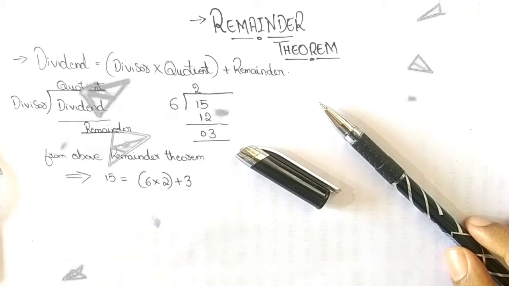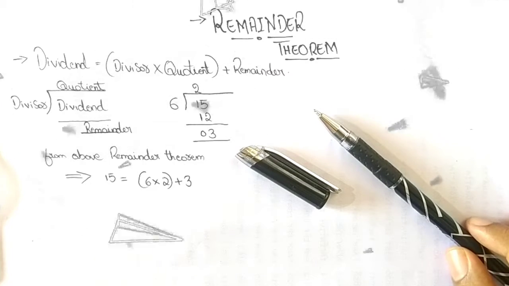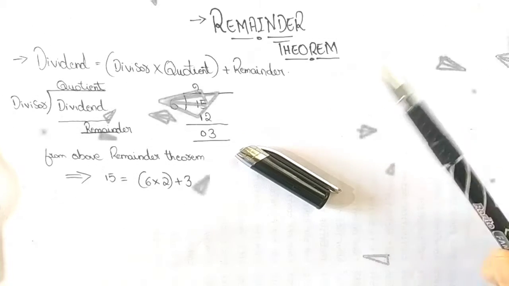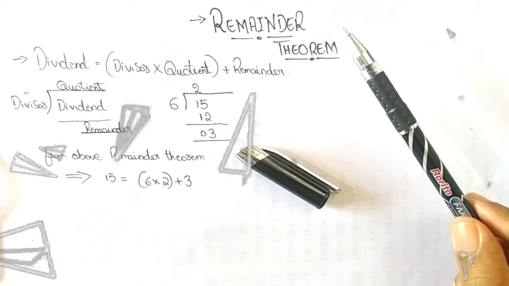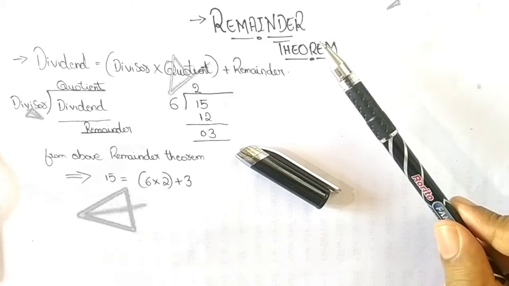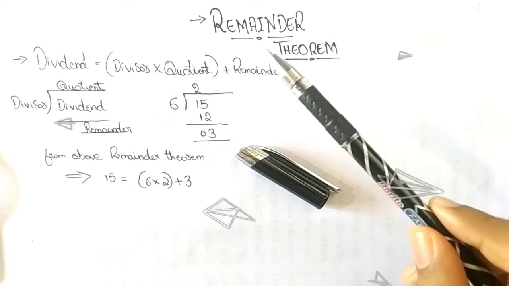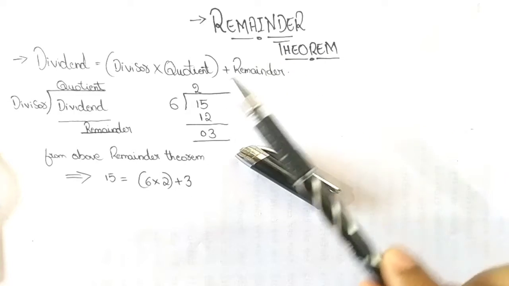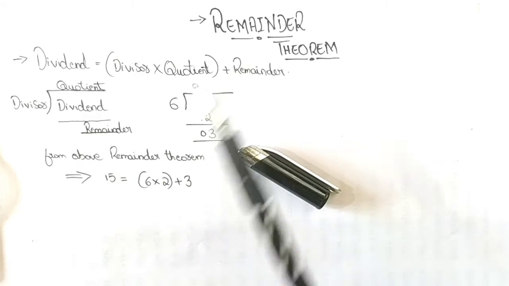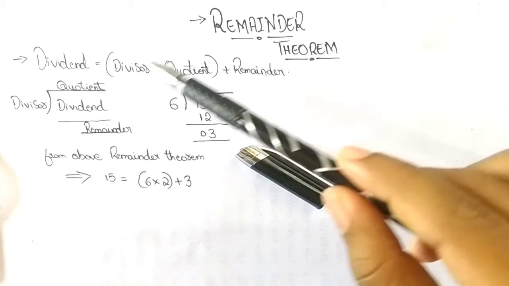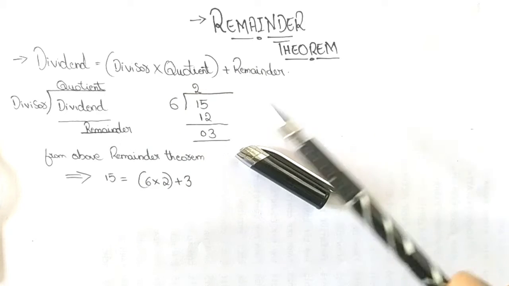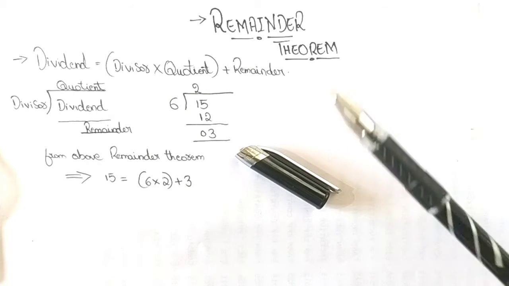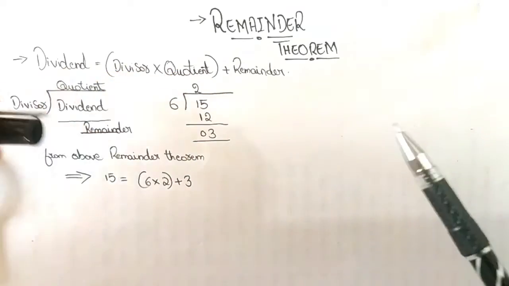Today we are dealing with an important concept under the polynomial chapter, that is the remainder theorem. The importance of this theorem is to find the remainder and to find the factors of a given polynomial or a given number. And I have noted the important formula here. Now let's start with our explanation.